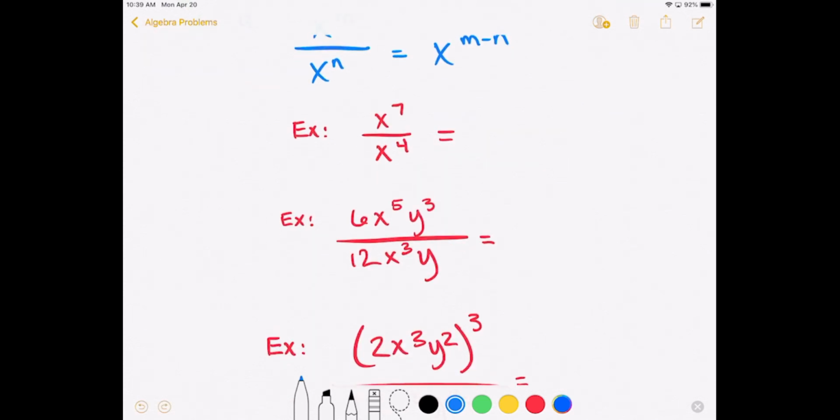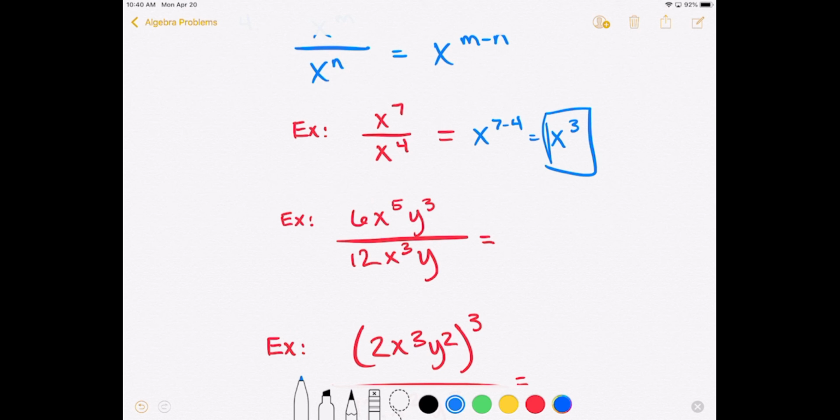So let's do a few examples here. We've got x to the 7th over x to the 4th. Again, if I'm dividing, I'm actually subtracting powers. So 7 minus 4, I get x to the 3rd. And that problem's done. Pretty simple. Obviously, it's the first problem, so it should be really simple. And it can continue with the more variables you add and the more numbers you add.